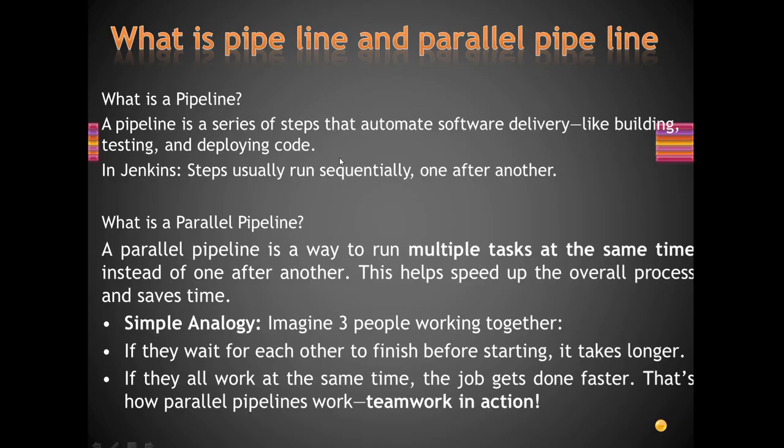Now, parallel pipeline. What is parallel pipeline? A parallel pipeline is a way to run multiple tasks at the same time instead of one after another. This helps speed up the overall process and save time.